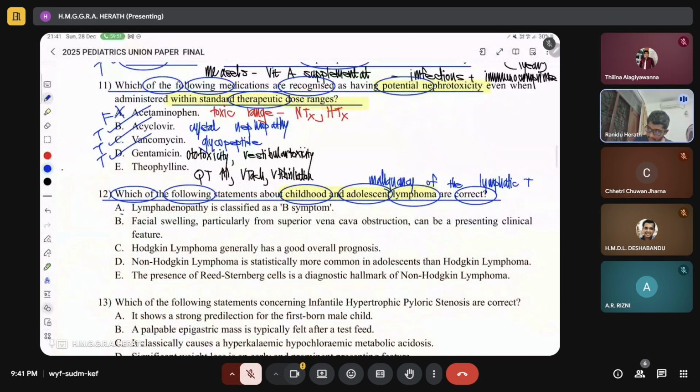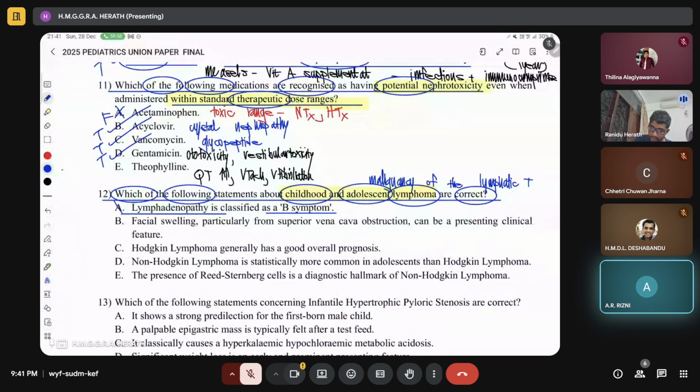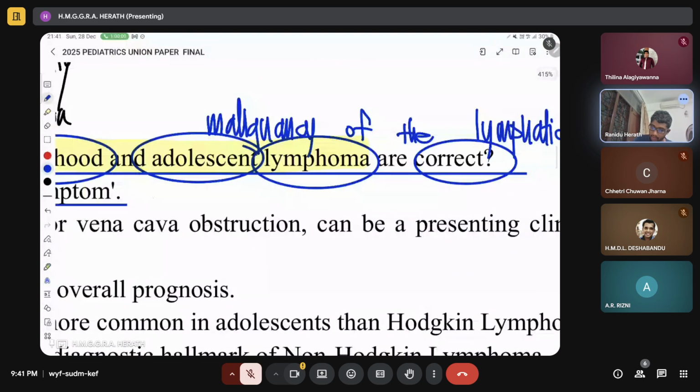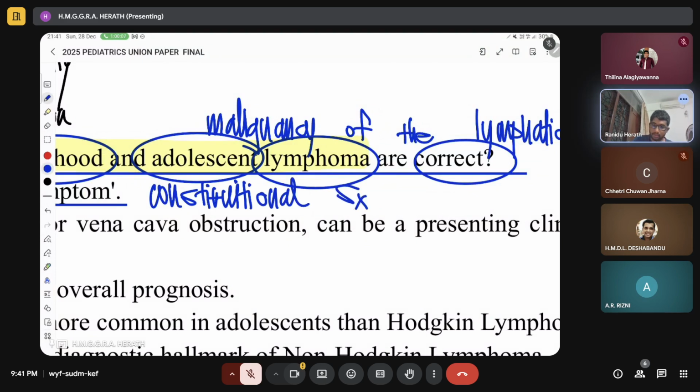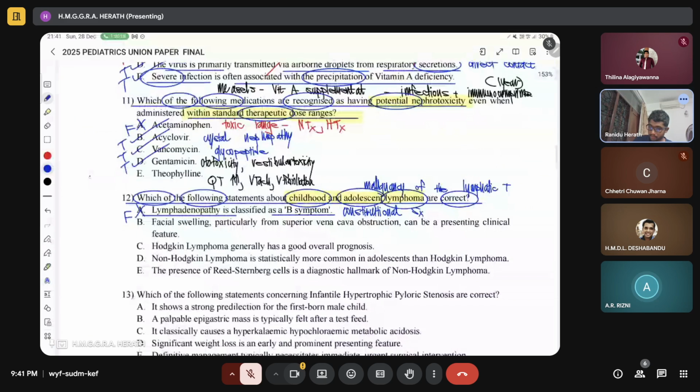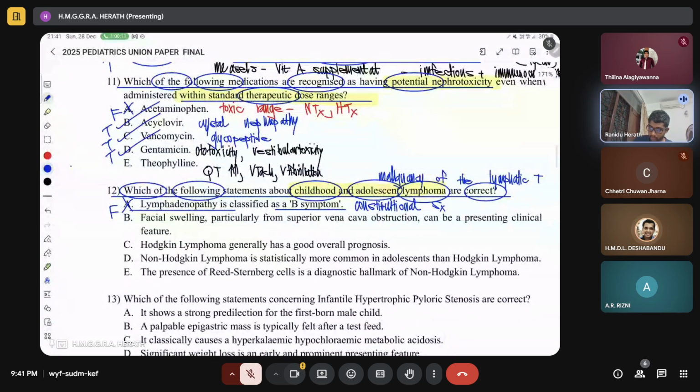Lymphadenopathy is classified as a B symptom. True or false? False. What are the B symptoms? Fever, night sweats, weight loss. Fever, weight loss, and night sweats.